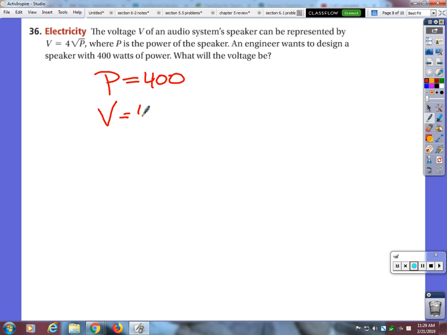So I just need to take the 400 and plug it into the formula. What is the square root of 400? 20. So this is going to be 4 times 20, which means the final answer is 80 volts.